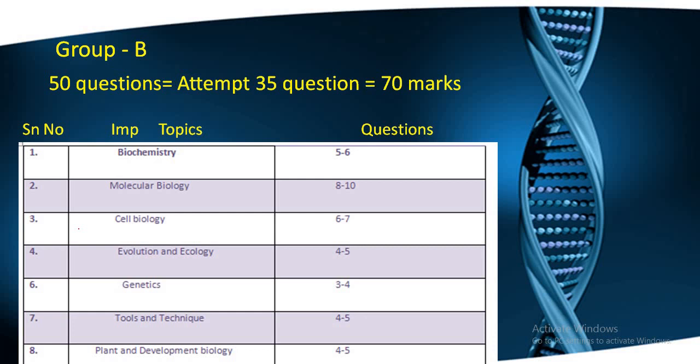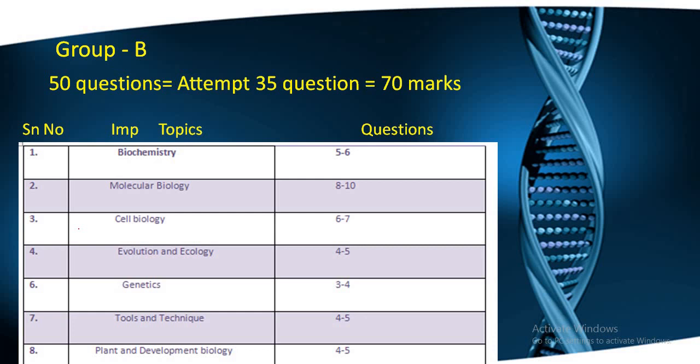So for group B and group C, I would like to suggest some important topics, the important modules from where the questions come. From molecular biology you can see 8 to 10 questions come. Okay, for cell biology you can see 6 to 7 questions. For evolution and ecology 4 to 5 questions. For genetics 3 to 4. For tools and techniques 4 to 5.